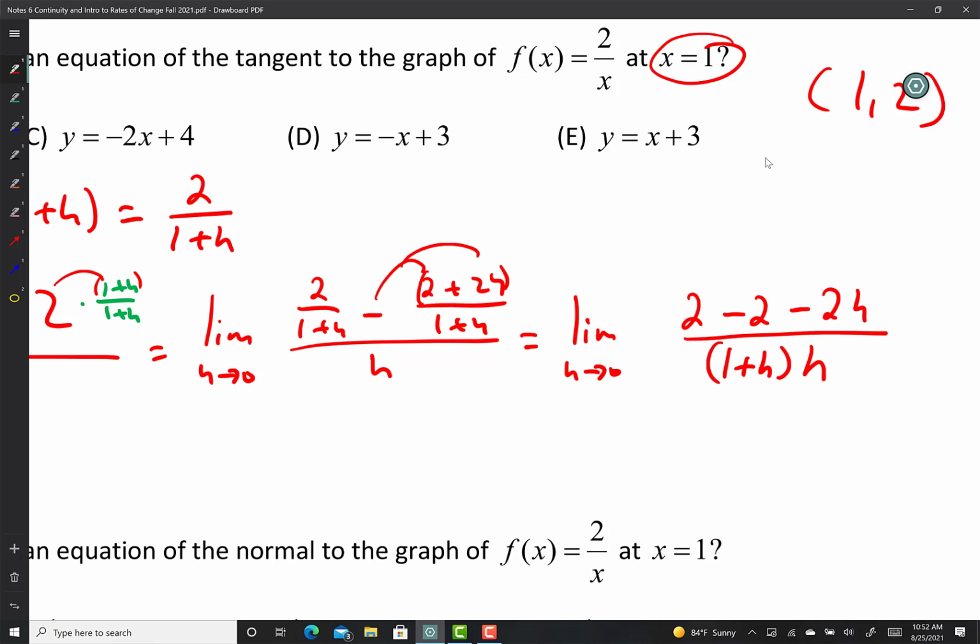Can I do that? Keep, change, flip. Right? This is like h over 1. Keep, change, flip. So now, what's up? What's up, Taylor?